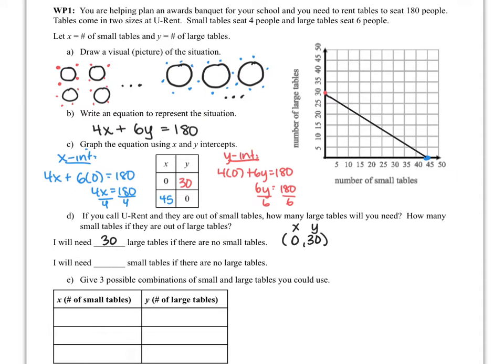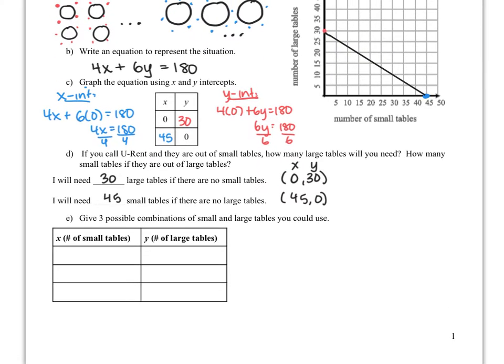And the other one is saying, what if there are no large tables? No large tables would mean we have 0 large, and so that's my x-intercept on my graph. And for that one, I would need 45 small. And so that's the significance of my x-intercept. So these 2 points are possibilities. It just means that at my y-intercept, I'm using all large tables, and at my x-intercept, I'm using all small tables. So then we're going to find 3 possible combinations of small and large tables that we can use.